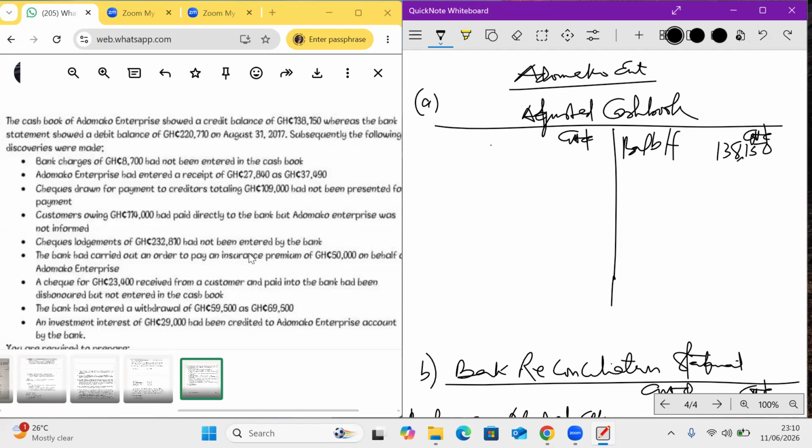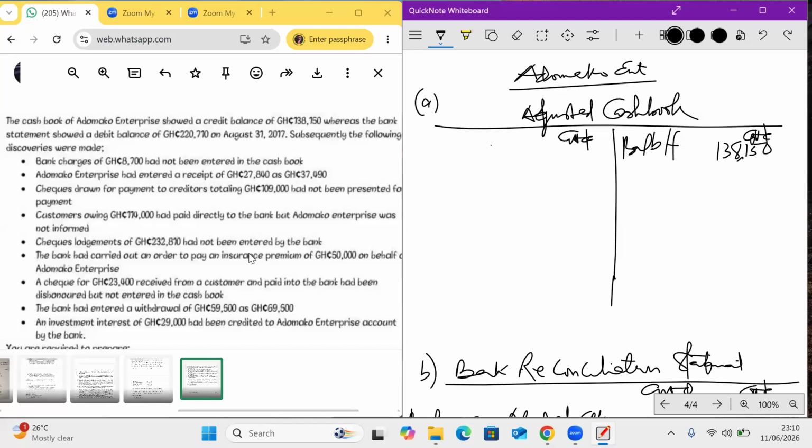Okay, then the bank statement's debit was 220,710. So that's under the bank statement. When we finish, you'll get there. That one is the last thing to find, so we don't need it now.